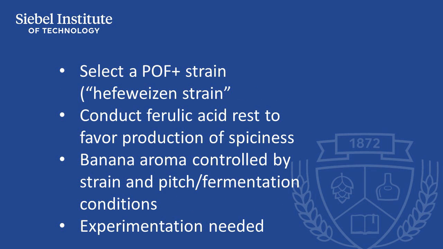The production of clove aromas requires the selection of a POF-positive yeast strain, and brewing conditions also affect the intensity of production of these phenolic aromas. The presence of malt-based ferulic acid is required, and the selection of grains, as well as the mashing conditions, will dictate how much ferulic acid is present to create these spicy aromatics through yeast activity.